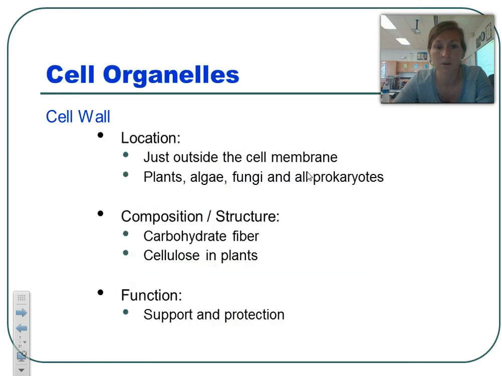Okay, now is the time where you can get out that 7.2 organelle note sheet and just take your notes on that. There is a picture for every organelle, and I will tell you which letter is pointing to that organelle in the notes. So the cell wall, again, is located just outside the cell membrane, but you're only going to find it in plants, algae, fungi, and prokaryotes. It's made up of carbohydrate fibers and cellulose in plants, and the function is simply support and protection. This is labeled by letter G on your handout.